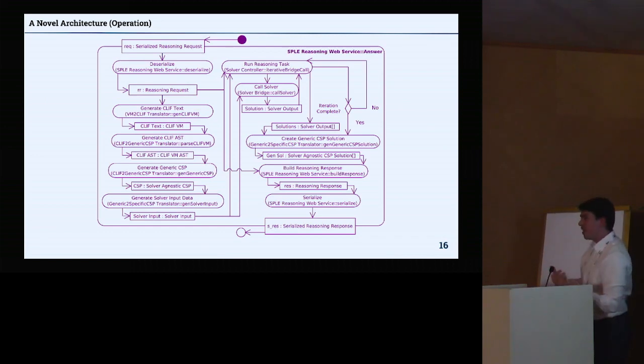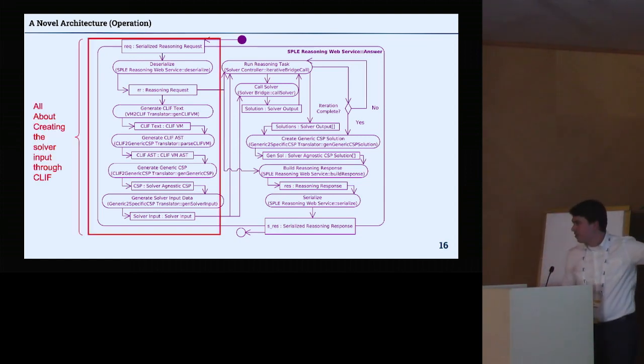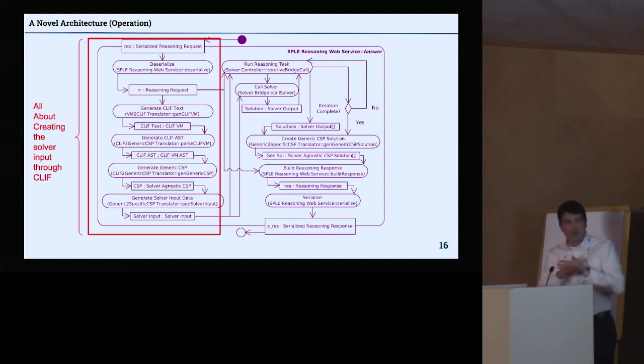And then we thought about the operation, right? And I just described more or less how the pipeline works. So on the left, it's all about getting from your variability model into your solver input. And what you do is you pass through CLIF in the middle of the transformation. So you have this reasoning request that includes your model and your semantics, and together they get transformed through these different steps, and you can see every single step of the transformation.